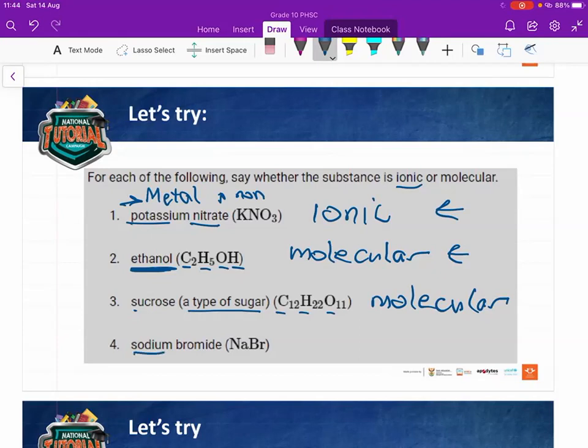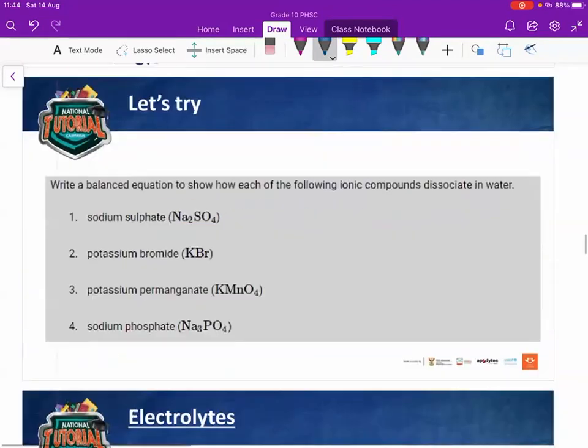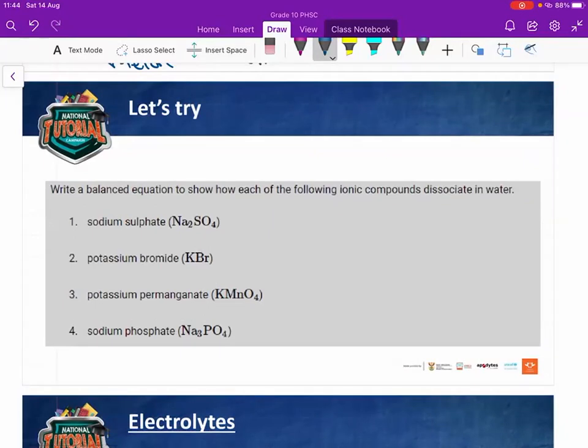And then sodium bromide. Sodium is a metal and bromide is a non-metal. So according to our definition, that is an ionic substance or a salt, and there would be ionic bonds there. Okay. So let's try to write a balanced chemical reaction to show the following ionic compounds and how they dissociate.